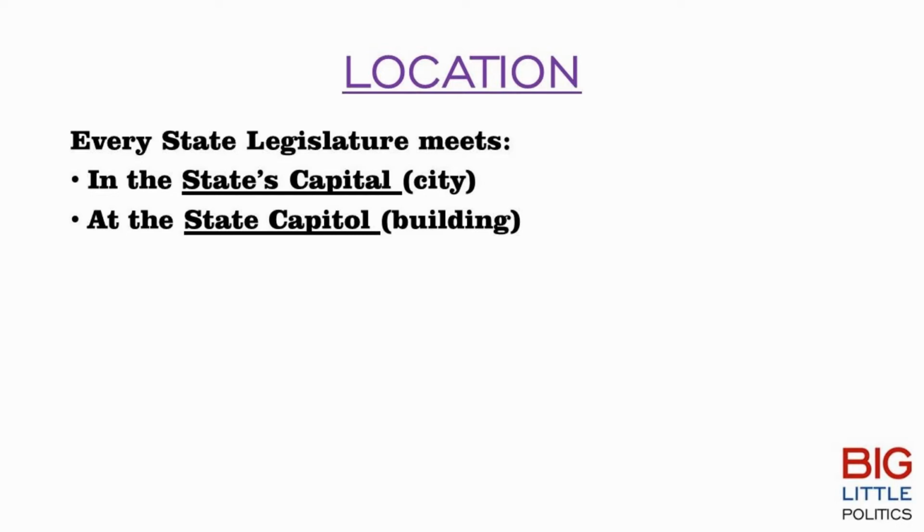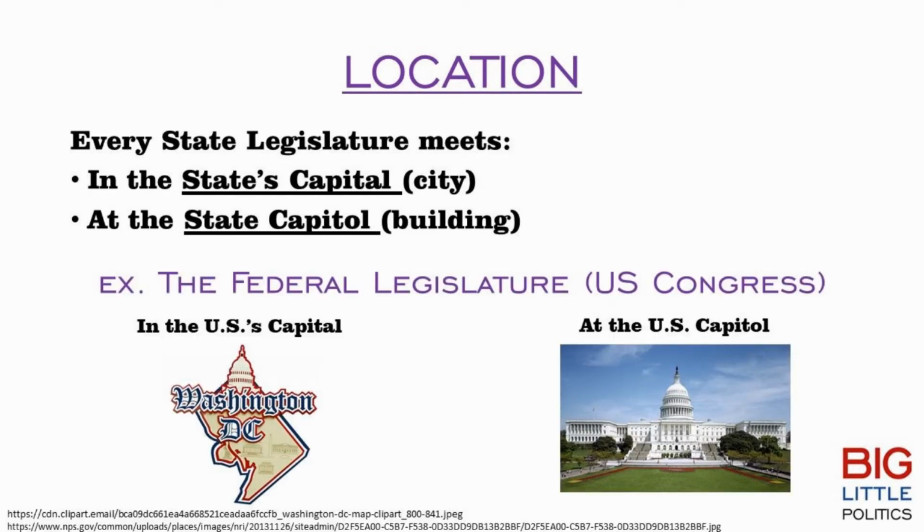So just to think about Washington, the capital of our country. Washington, D.C. is the U.S.'s capital with an A. It is a city. And then within that, you have the U.S. Capitol with an O. And that is this building, this domed building, where the U.S. Congress, which is the federal legislature, will convene.